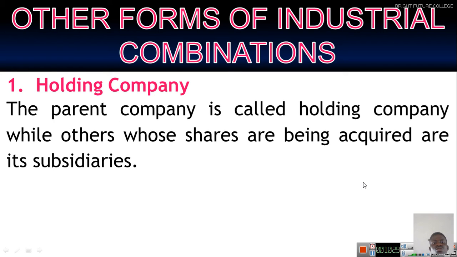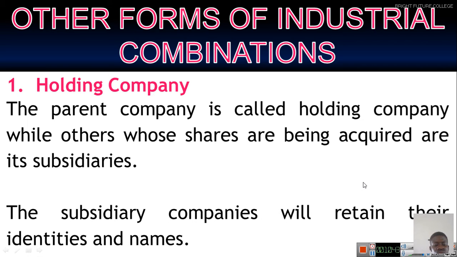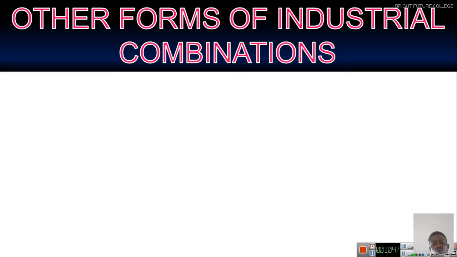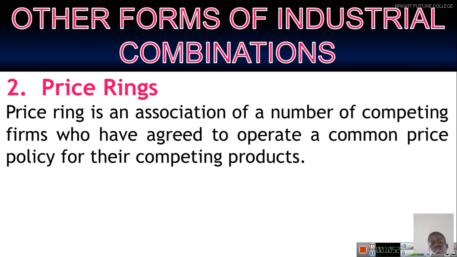A parent company is also called the holding company, just like we said, while the others whose shares have been acquired, more than 51% of their issued shares, are the subsidiaries. The subsidiary companies will retain their identities and name, but decisions are taken by the holding company. The higher vote is cast by the holding company or the parent company. Another name for holding company is the parent company.